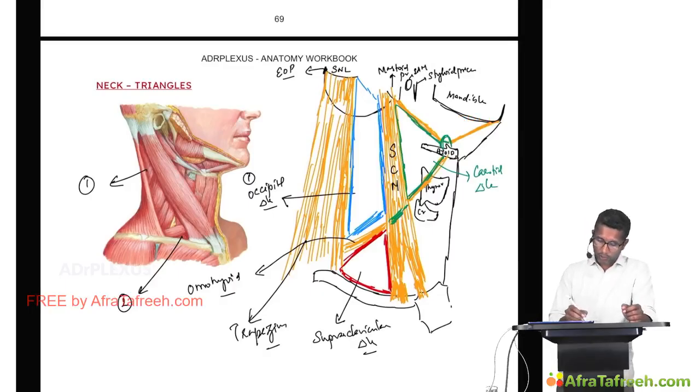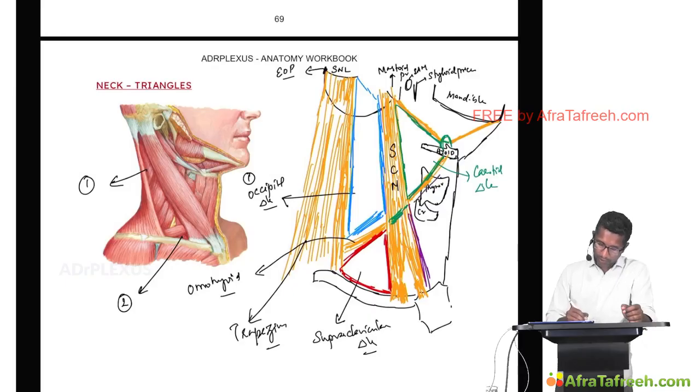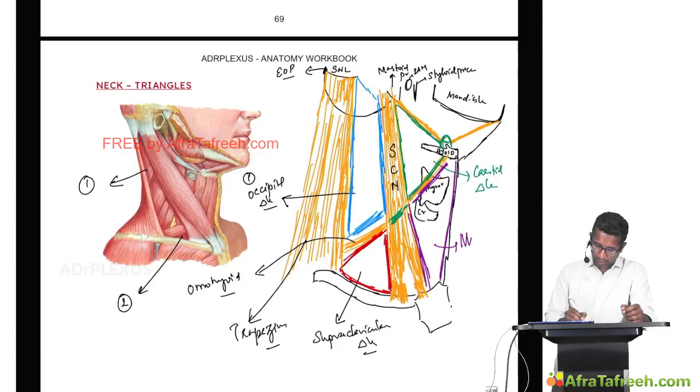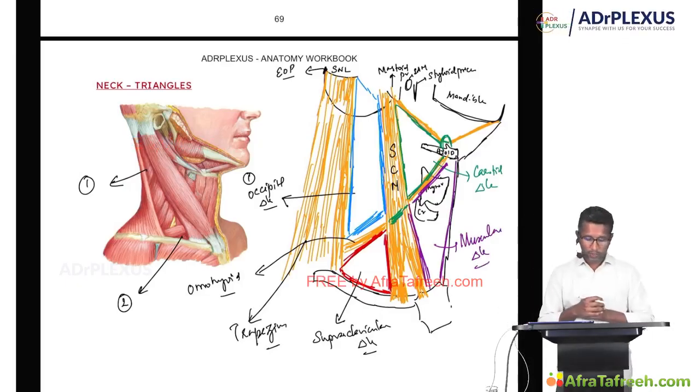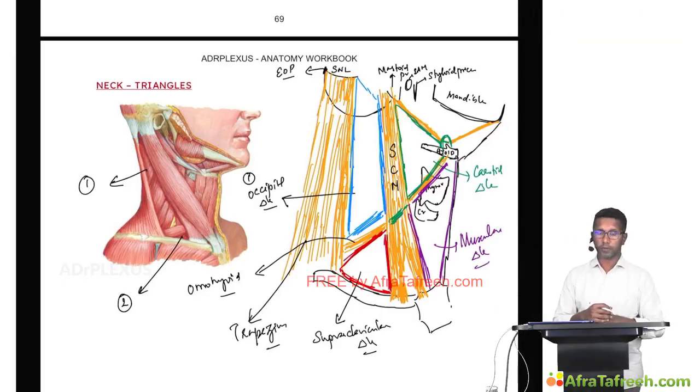And the triangle you see here, which is bounded by the sternocleidomastoid posteriorly, the superior belly of omohyoid postero-superiorly, and by an imaginary midline in the center, is called the muscular triangle.